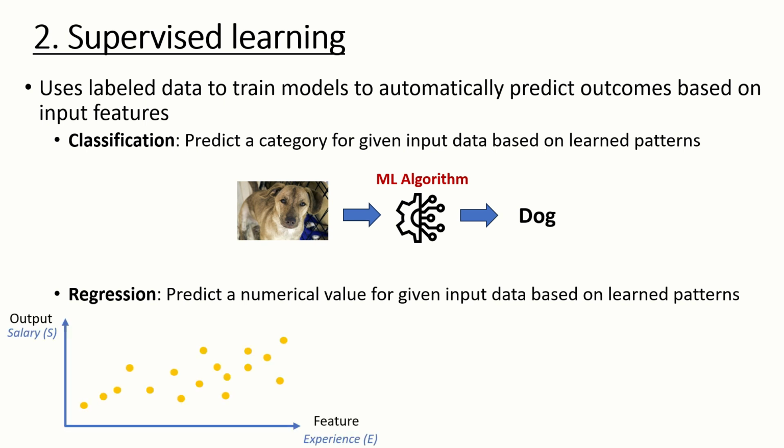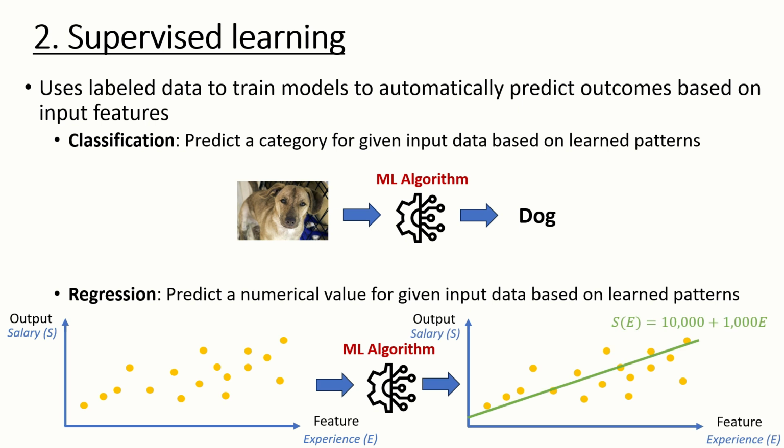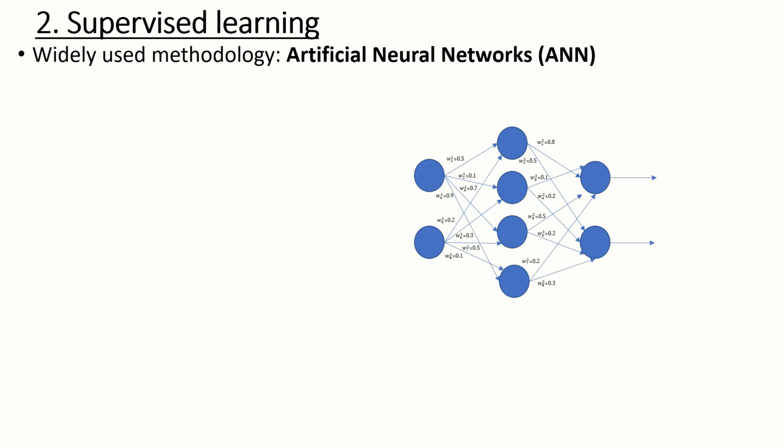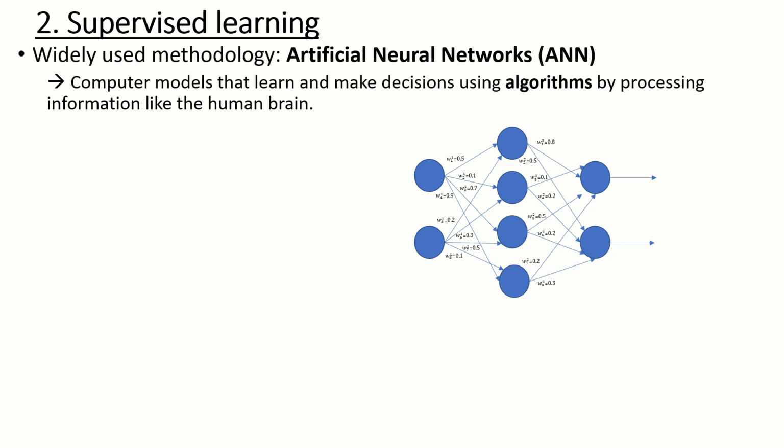So here, for example, we have recorded data about the salary and the experience of an employee, and a trained regression model should infer a function that maps the experience level to a specific salary. The most widely used methodology for this are artificial neural networks. They are computer models that learn and make decisions using algorithms by processing information like the human brain. And they consist of different neurons that are organized in layers and that are connected to each other, and these connections have some weights.